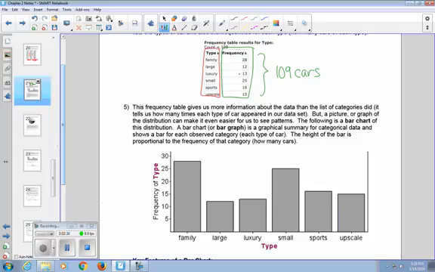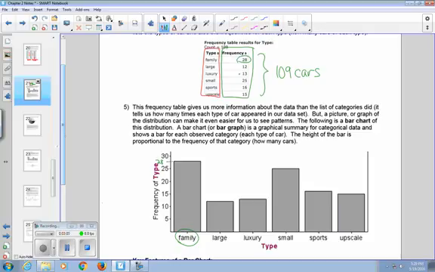But a picture or graph of the distribution can make it even easier for us to see patterns. Following is a bar chart of this distribution. A bar chart or bar graph is a graphical summary for categorical data and shows a bar for each observed category, each type of car. The height of the bar is proportional to the frequency of that category, how many cars there are. So for instance, for the family category, we saw in our table that there were 28 cars that fit into that. Notice that the height of the bar confirms this, that there are 28 cars in that category.